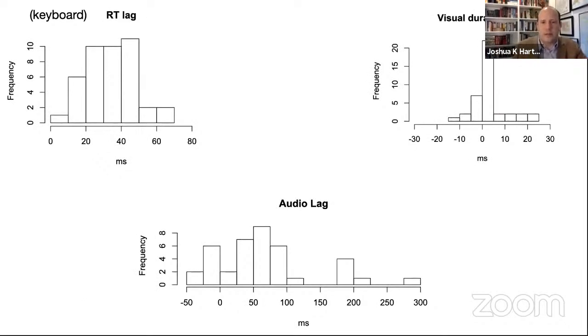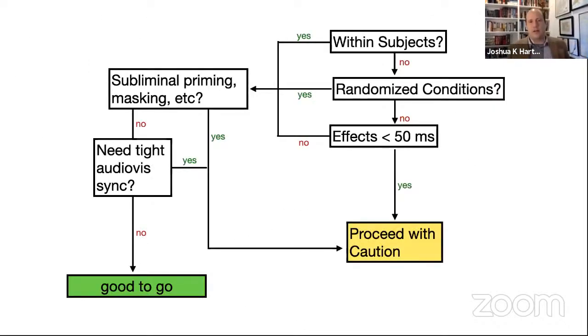So what does this mean? Well, I've made this nice handy flow chart. Is your experiment within subjects? Let's say yes. Does it involve subliminal priming or masking? Let's say no. Do you need really tight audio-visual synchronization, on the order of tens of milliseconds? Are you comfortable with a 100 millisecond offset? Or are you just not synchronizing audio and visual stimuli? Then you're probably fine to go.